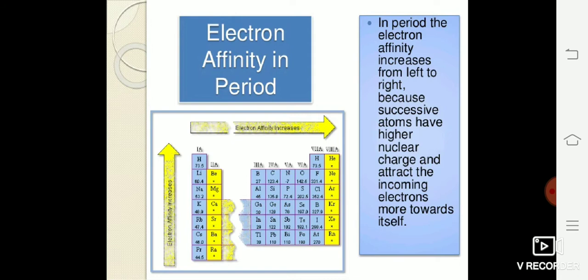See, you can mention here also about the metallic and non-metallic part. When you move from top to bottom, metallic character increases and non-metallic character decreases, because metals and non-metals are opposite to each other. When you move from left to right, metallic character decreases and non-metallic character increases.